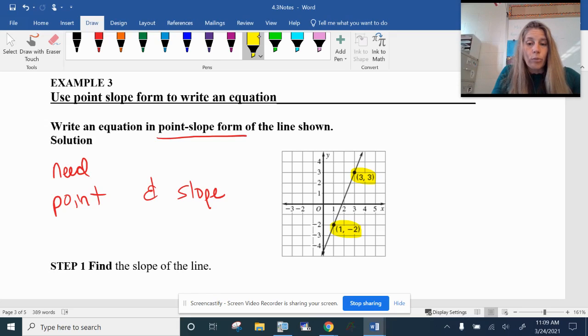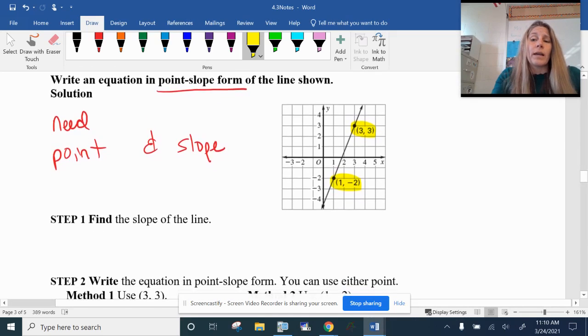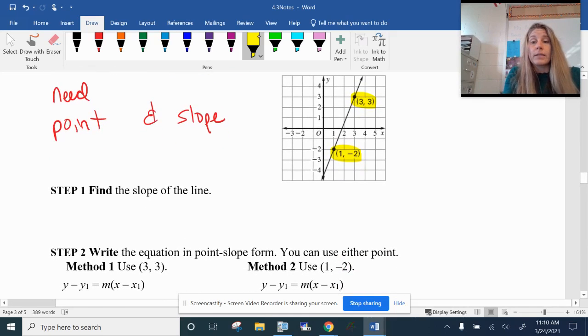Obviously, there's many other points on this line. You could really use any of them. The rest of them would all be some sort of decimal or fraction value. So we probably wouldn't want to choose that. It would just make things a little bit more difficult. But if they're already identifying points for you that are nice integers, I would just stick with one of those.